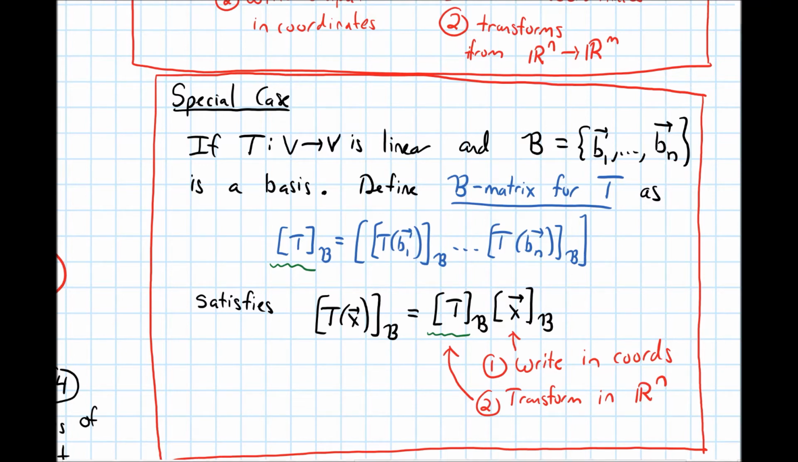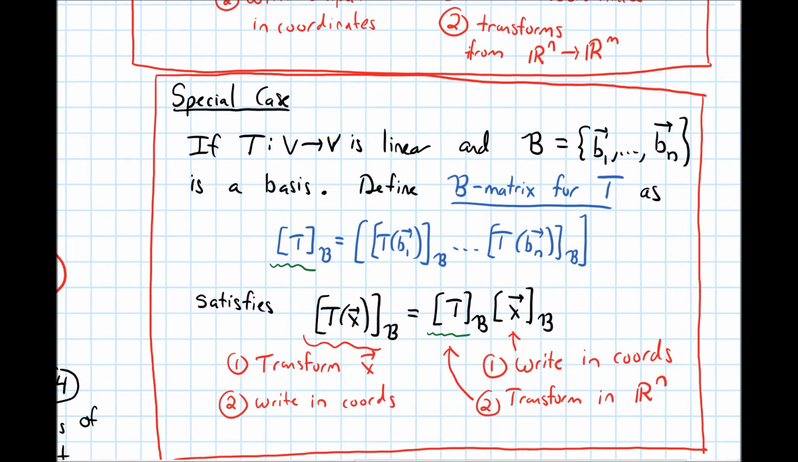So on the other side, T of x and then doing the B coordinate vector. There's sort of two stages to that. First, we're transforming whatever that vector x is, and the vector x is in the vector space V. And then we're writing that output in coordinates, in terms of the B coordinates. So on both sides, at some point, we're transforming a vector, and we're also writing something in terms of coordinates. We're just doing it in a different order.